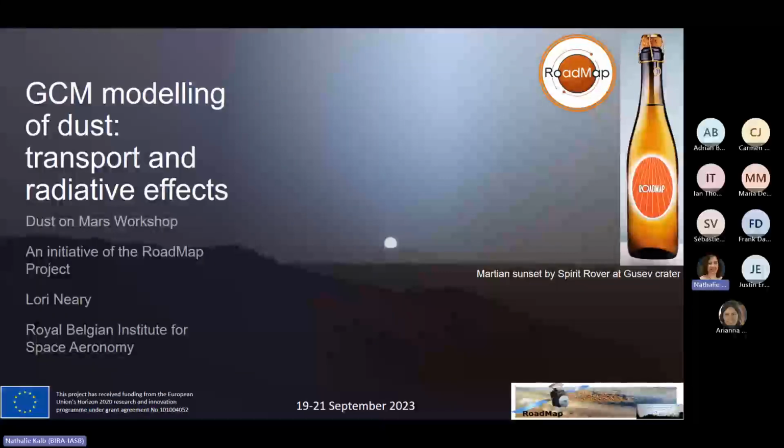Okay, so GCM modeling. I said transport and radiative effects, but it's a lot more than that, of course, because GCMs are like that. I'm Laurie Neary. I work here at BIRA as well. And this is also, again, combined efforts of people on the Nomad team, and especially my partner in crime, Frank Darden, who's hopefully online. We're the GCM modelers here at the Institute for Mars, I should say, because there are other modelers here.